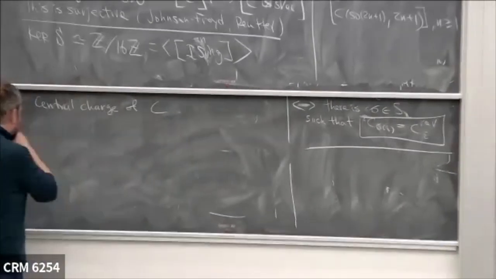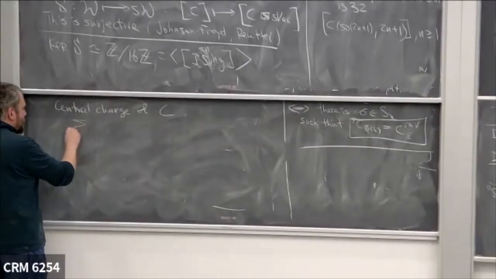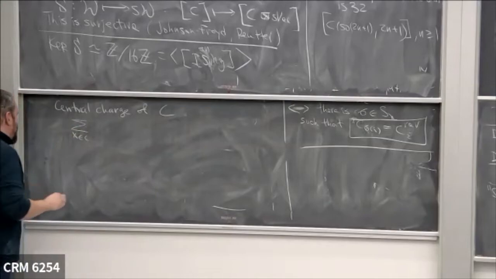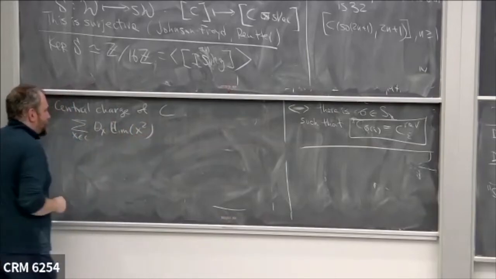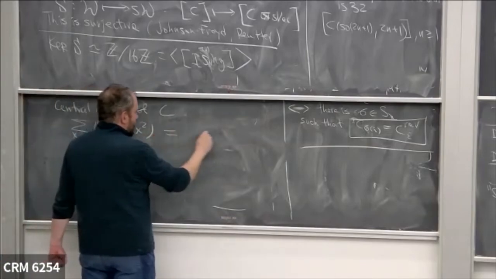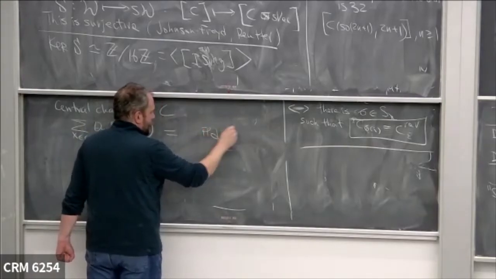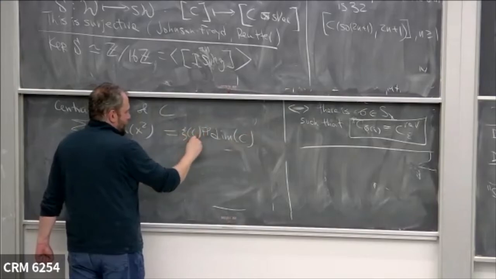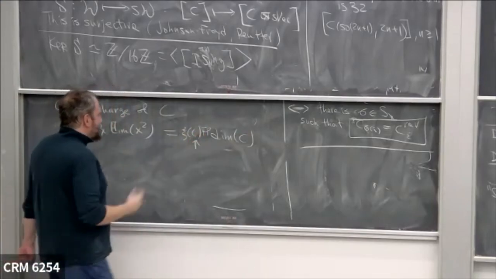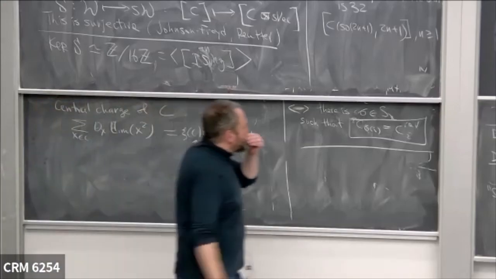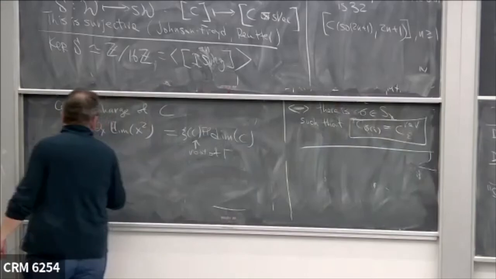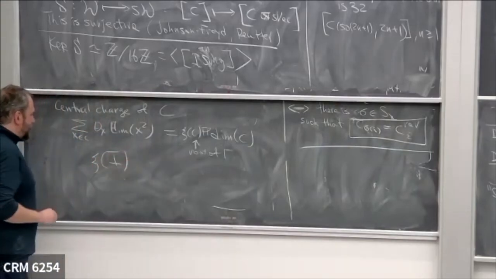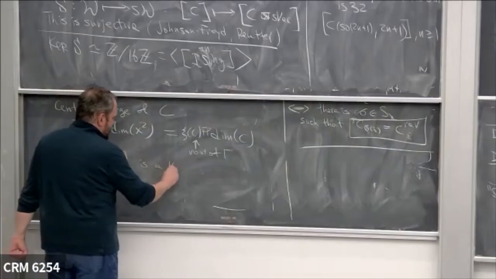What you do is take a Gaussian sum, which is a summation over all simple objects, theta x times dimension x squared. It turns out that this sum is proportional to the dimension of C. The coefficient of proportionality is some root of unity. Again, this coincides with the notion of a Gaussian sum that we associate to a quadratic form.